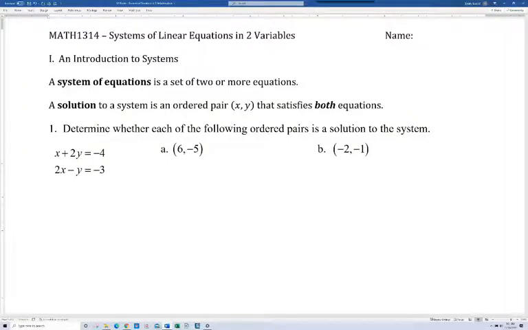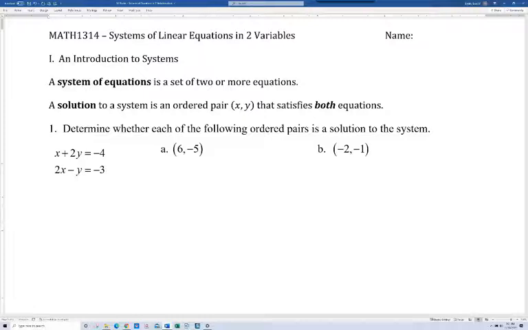In this video, I'll be introducing you to systems of linear equations, and the whole point of this is to have a good understanding, a good foundation, so that when we solve systems of equations, we know what to expect in terms of the kinds of answers we're going to get. And so let's go ahead and get started.